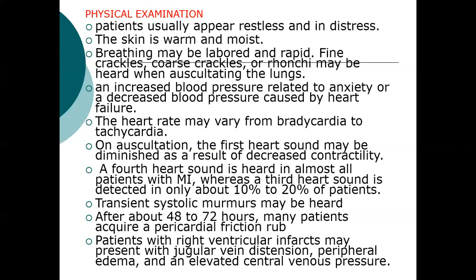You might have transient systolic murmurs. After 48 to 72 hours, many patients acquire a pericardial friction rub. Patients with right ventricular infarcts may present with jugular vein distension, peripheral edema, and an elevated central venous pressure.